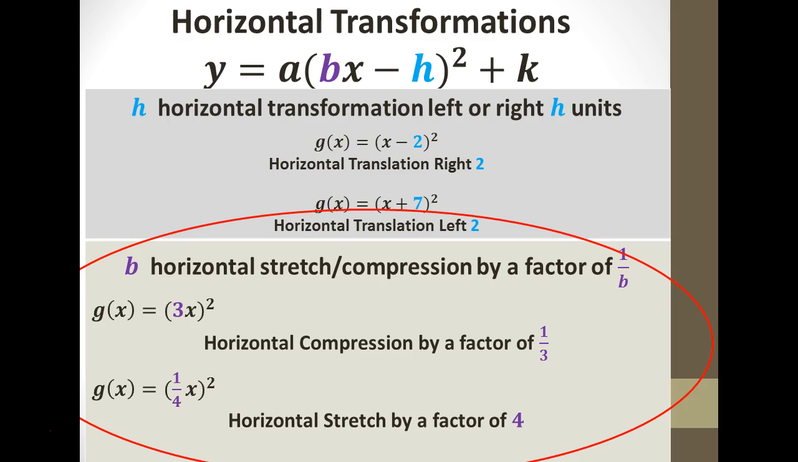Now let's examine which one is which. If I have in parentheses 3x, squared, then I have a horizontal compression. Yes, that's right, a horizontal compression by a factor of 1/3. You notice that my factor is the reciprocal of whatever my b value is. If, on the other hand, I had g of x is equal to (1/4 x) squared, I would say that I have a horizontal stretch by a factor of 4. So you see, if b is greater than 1, you have a compression. If b is between 1 and 0, then you have a stretch, a horizontal stretch. I know that's confusing, but if you write it down and practice enough, you will be able to recall this.